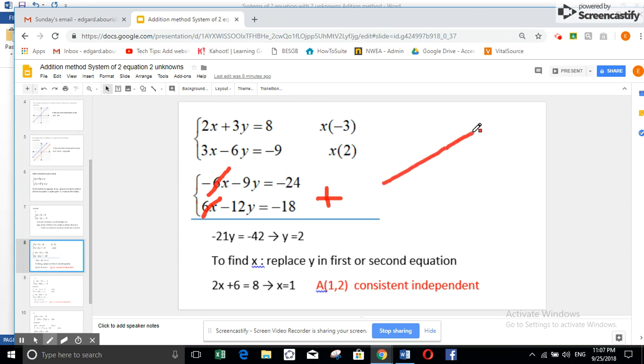So in that case, I can say that the two lines intersect in a point A whose coordinates are 1, 2. This is called consistent independent.